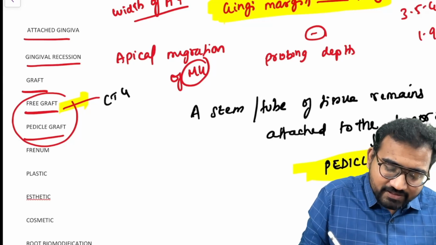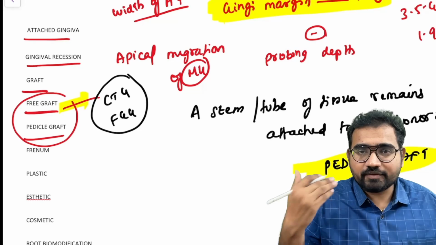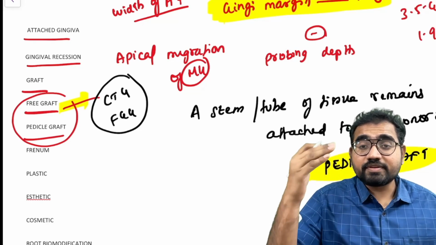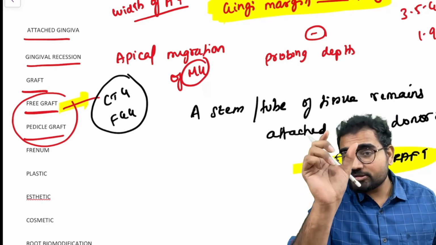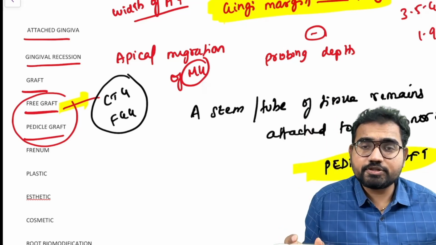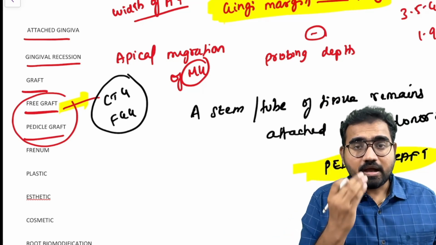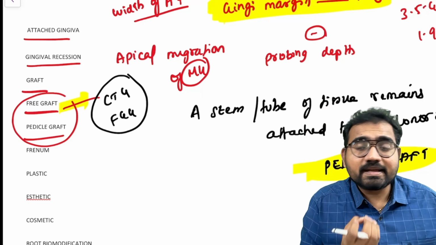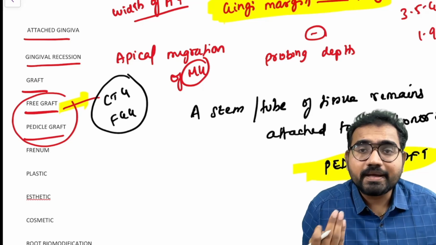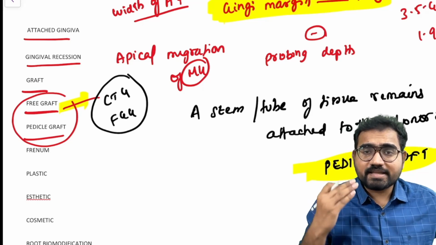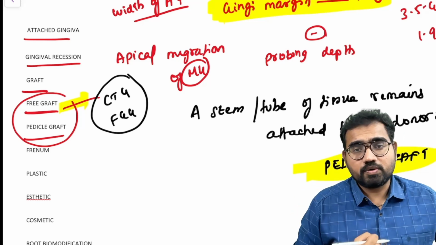Connective tissue graft, free gingival graft. All these we will see, okay? Don't get confused. So a connective tissue graft or free gingival graft is taken from the palate. From the palate, I will just cut a piece of tissue, completely remove that piece of tissue, and place it wherever I need it. That becomes a free graft. Whereas if I'm not going to completely detach it, and I just move it to the adjacent or lateral sites, that becomes a pedicle graft. So a pedicle graft is a stem or a tube of tissue that remains attached to the donor site.